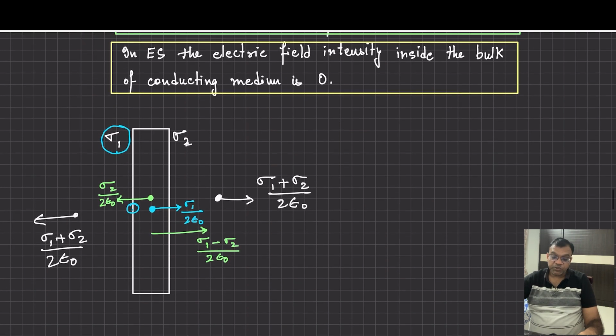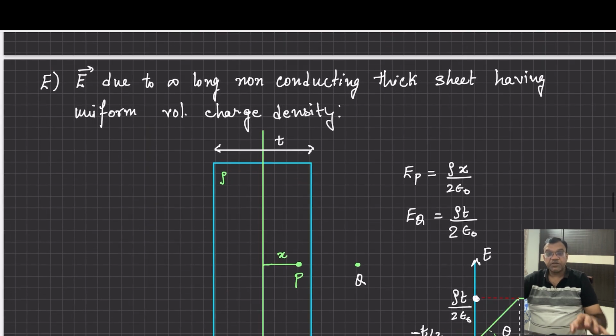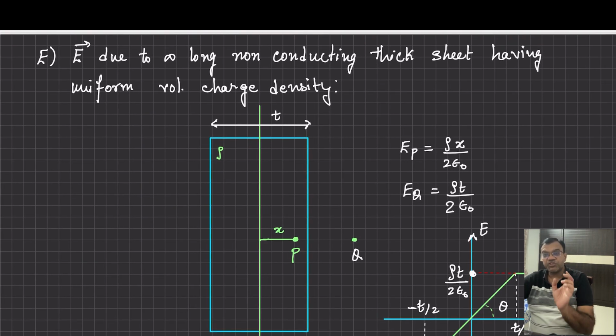Now let's take the next one. Same infinite sheet. Up till now we were taking the thin sheet. Now we are taking the thick sheet.